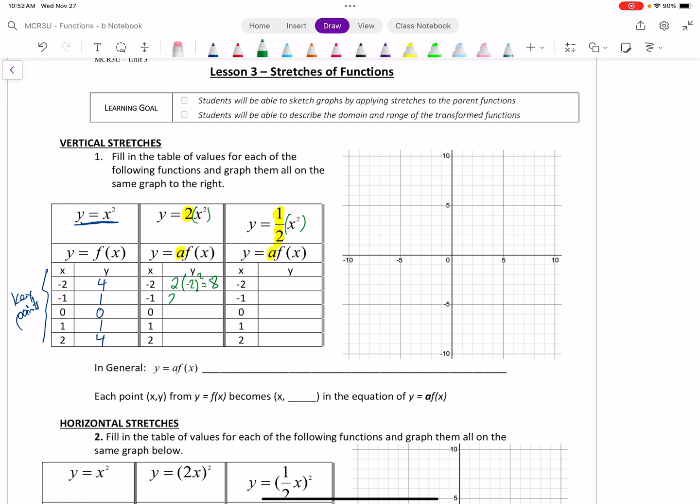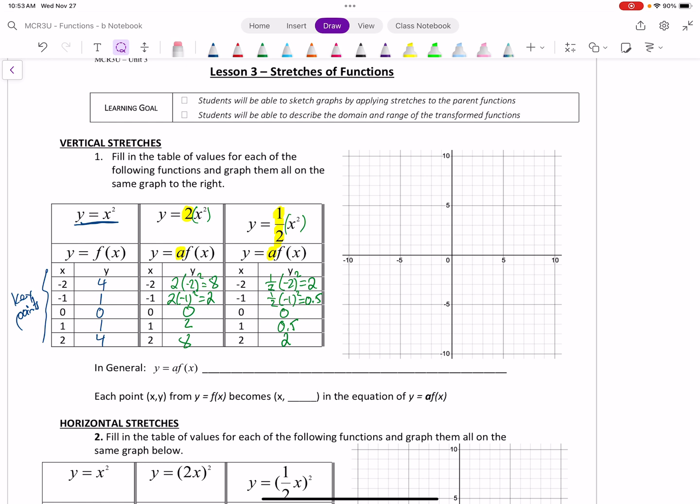Similarly with the next one, 2 times -1 squared. That gets me 2 times 1, which is 2. And then I'll just quickly go through these. So it's stretching the function vertically by a factor of 2, we would say. Similarly, when I put a half in front, I'm going to have 1/2 times -2 squared. -2 squared is 4. 4 times a half. I get half of the original 4, and so I get 2 as my y value. And this is going to happen for all of these. So this becomes 0.5, this will be 0, 0.5, and this is also 2.